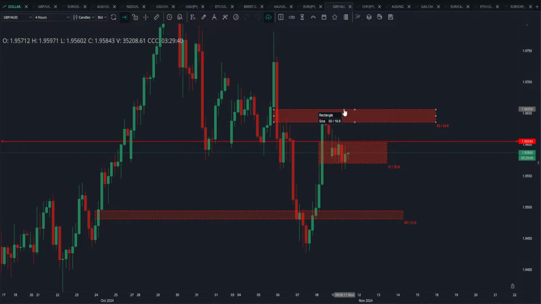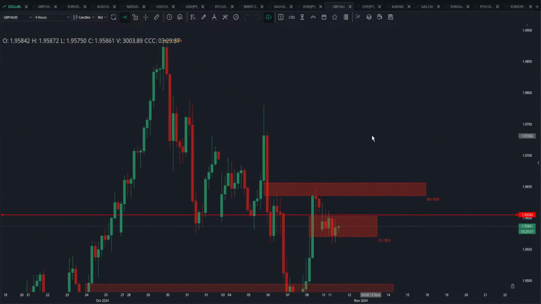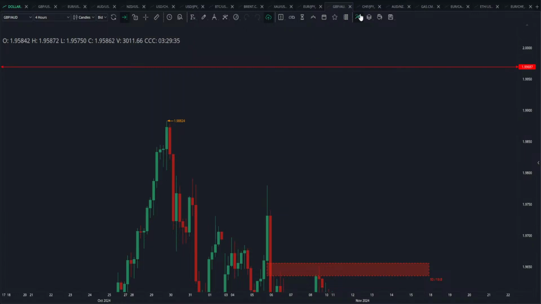And if the price is able to close the day higher than this fair value gap, then it will go boom to these highs and to these highs.